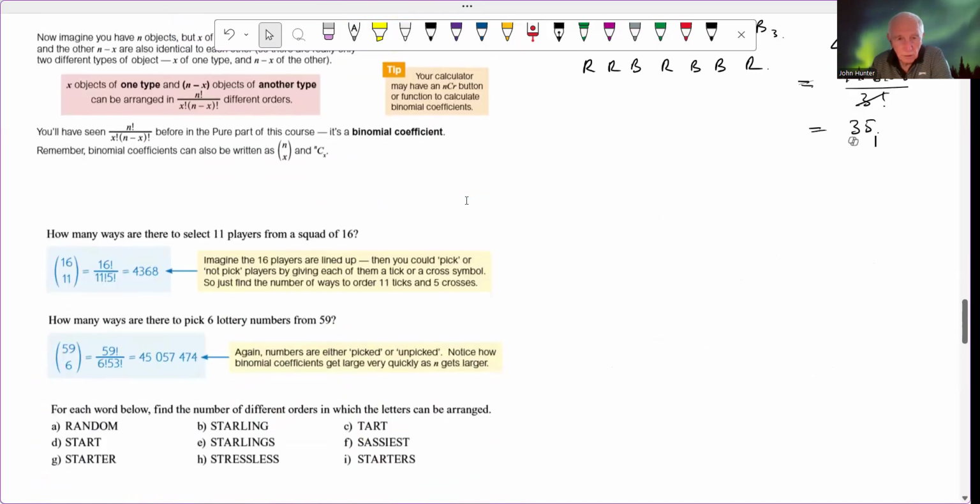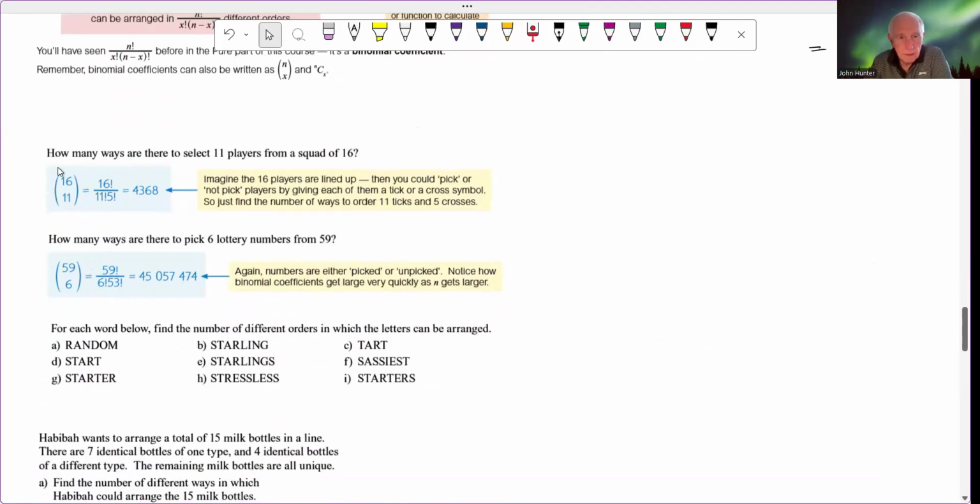So here's some examples. How many ways are there to select 11 players from a squad of 16? Again, they're selected or not selected, so we've got 2 groups. The selected are the red balls and the non-selected are the blue balls. So we've got 16 players, and basically it's going to be 16 factorial divided by 11 factorial times 5 factorial.